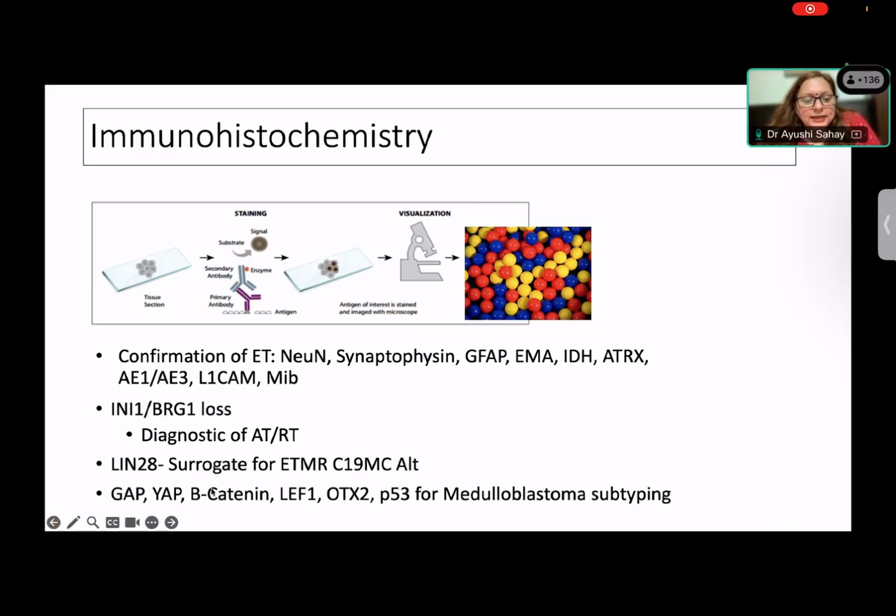So these are like GAB, YAP, beta-catenin, LEF1, OTX2, and PP3. These are the IHCs that can be used as surrogates for molecular testing. But you have to be aware of pitfalls when you start interpreting these IHCs.